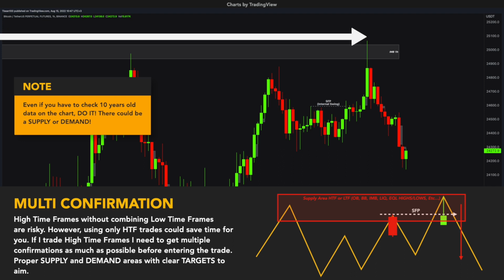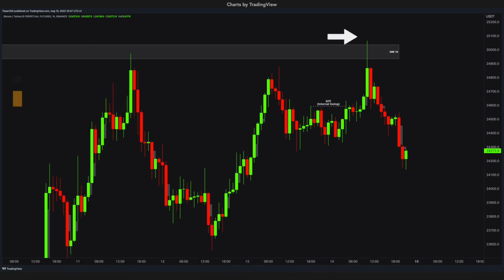Check the left of your chart. Sometimes you may need to go back weeks, months or years. I do not care. Just check it until you find the price and see if there is a price action structure that may fuel your entry.